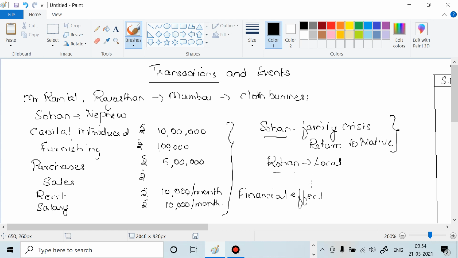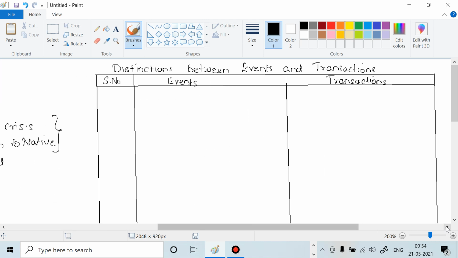To understand this distinction, we will also tabulate the points of distinction and make the differences much more clear. So students who want can note these down. I am even writing the technical meaning of these terms.